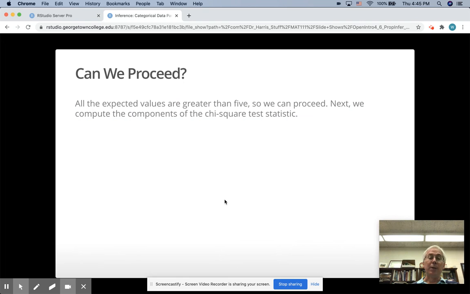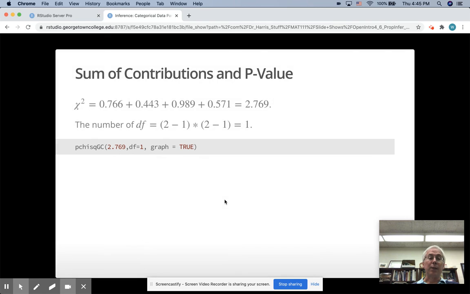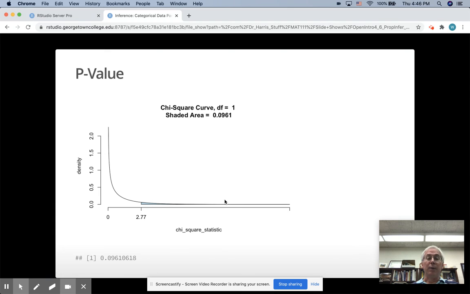We can proceed because all of our expected values are greater than 5. And here are those computations for both the females and the males. We add them up to get the chi-square statistic. This turns out to be a little bit more than 2 3/4. This time I have just 1 degree of freedom. If I know one of the numbers, I can fill in all the rest given the row and column totals. And so pchisqGC with 2.769, 1 degree of freedom, gives me a p-value of 0.0961.